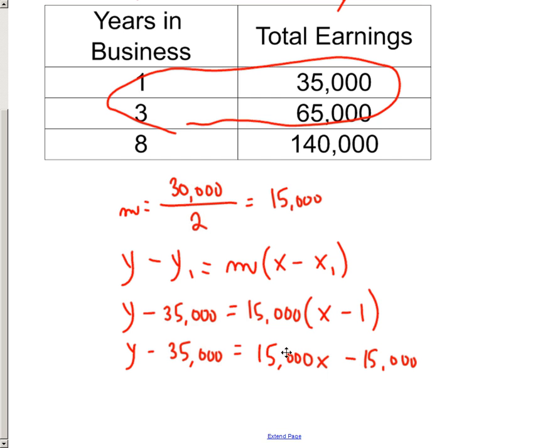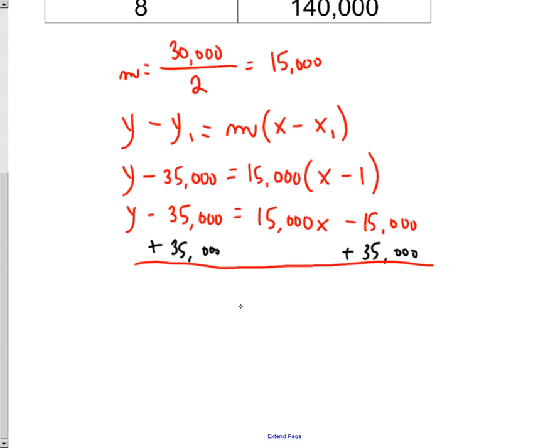After distribution, you get 15,000x minus 15,000, and now we just have to add 35,000 to both sides. And we get a nice simple equation of y equals 15,000x plus 20,000.